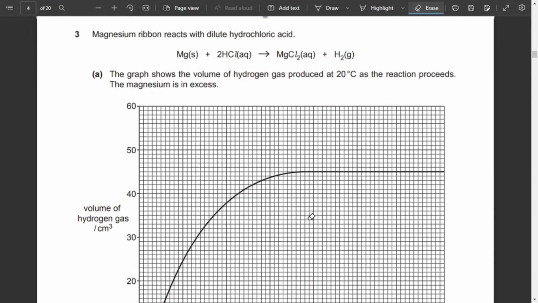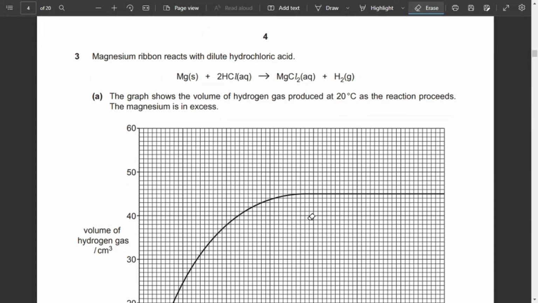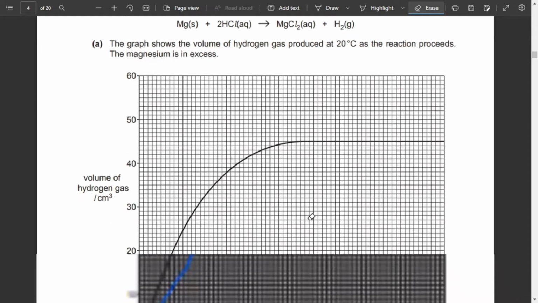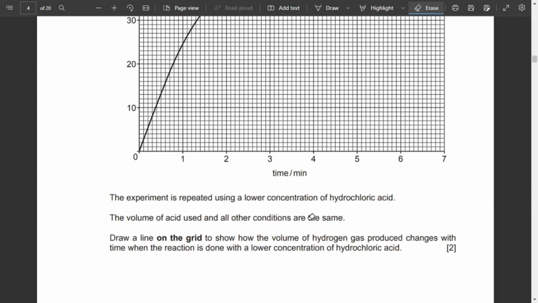Anyways, question number 3 says magnesium ribbon reacts with dilute hydrochloric acid: Mg plus HCl equals MgCl2 plus H2. Part A says the graph shows the volume of hydrogen gas produced at 20 degrees Celsius as the reaction proceeds. The magnesium is in excess. The experiment is repeated using lower concentration of hydrochloric acid. The volume of acid used and all other conditions are the same. Draw the line on the grid to show how the volume of hydrogen gas produced changes with the time when the reaction is done at lower concentration of hydrochloric acid.